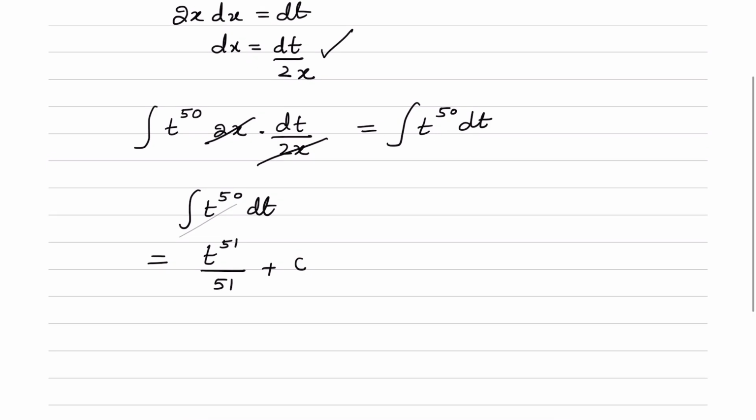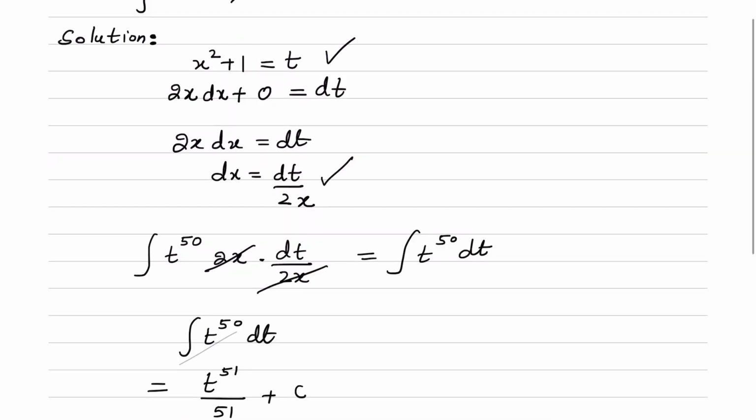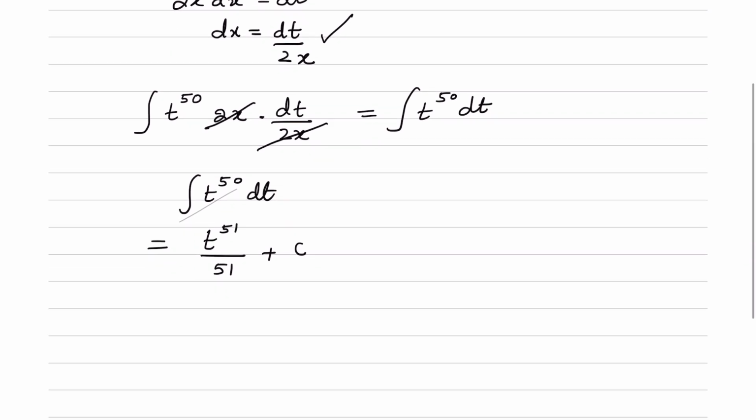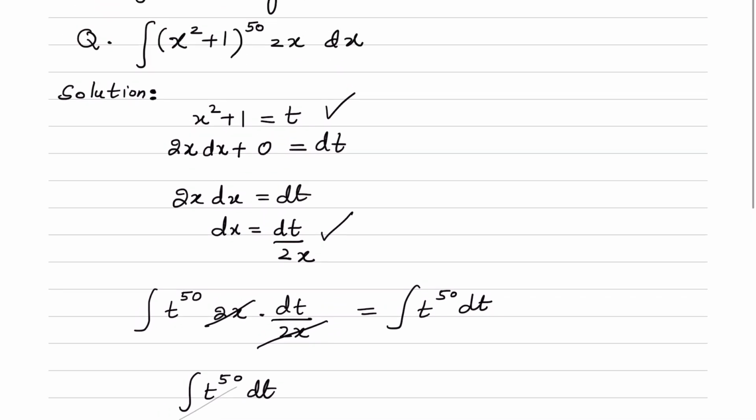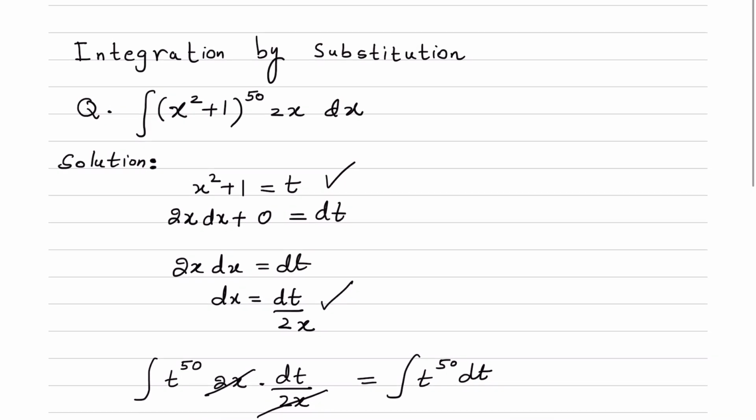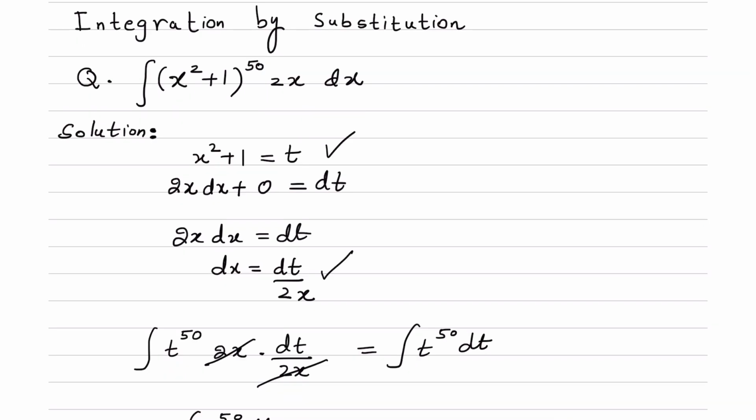But remember that this t was not originally the part of your question. We introduced t here. x square plus 1 was equal to t, so we will put the value of t, which was x square plus 1 to power 51 divided by 51 plus some constant. So see, in the beginning we were not able to solve this question by any known formula of integration. So what we did is we made the substitution.